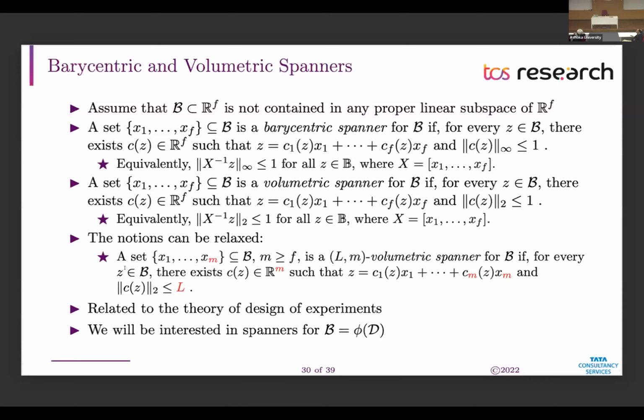We would like L to be 1 and M to be F, but if you're not able to manage that, then we could still try to work with this. All right. So these notions are related to the theory of design of experiments. And we will be interested in the case where this set B is really the image of our feature map. Okay, that's what we'll be really interested in.